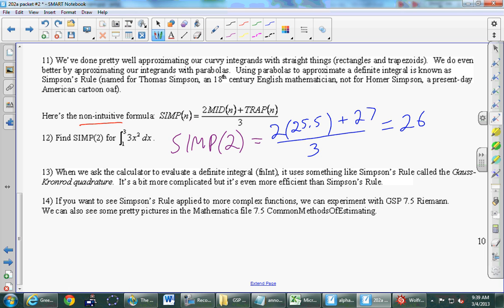Right. So your parabola, when you use that FNINT function, it's not doing rectangles, it's not doing trapezoids, it's doing something like parabolas, but a little bit more complicated. But it's very accurate, which is why when we type it in, we just accept that this answer is good enough. It's to 8 decimal places already.